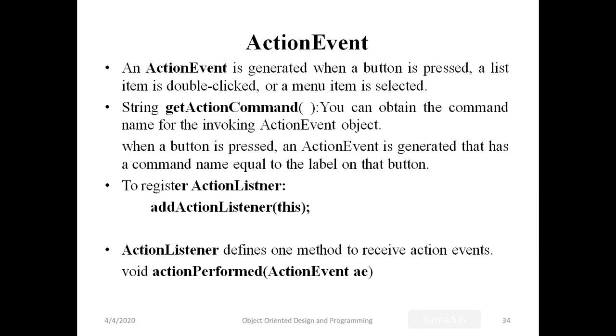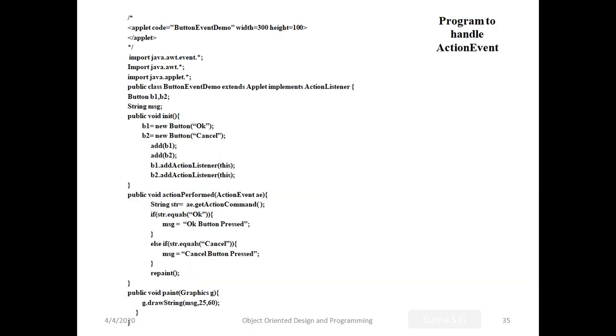So, an action event is generated when a button is pressed or you select an item from a menu. The method related to action event is getActionCommand. The action listener is the listener which is notified about the action event. So you have to register using addActionListener(this), and you have to implement the method present in ActionListener, which is the actionPerformed method. This is how you implement action listener in your program.